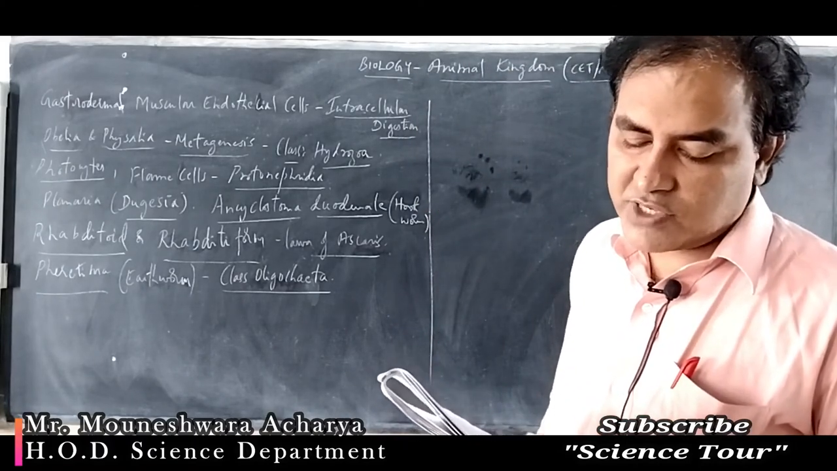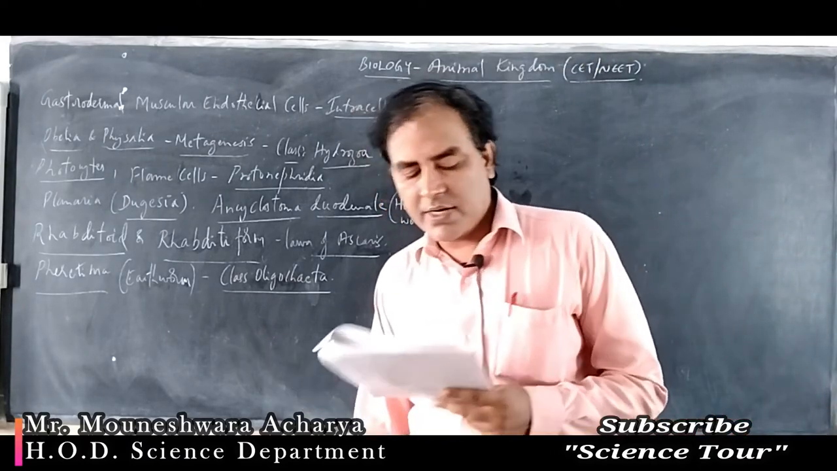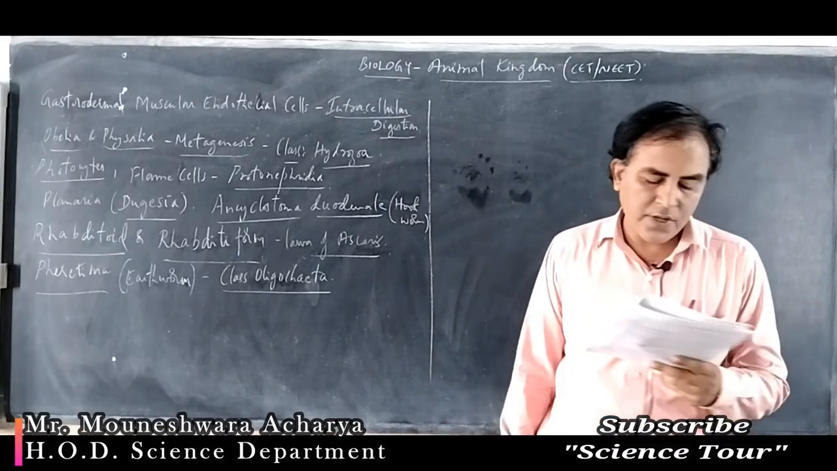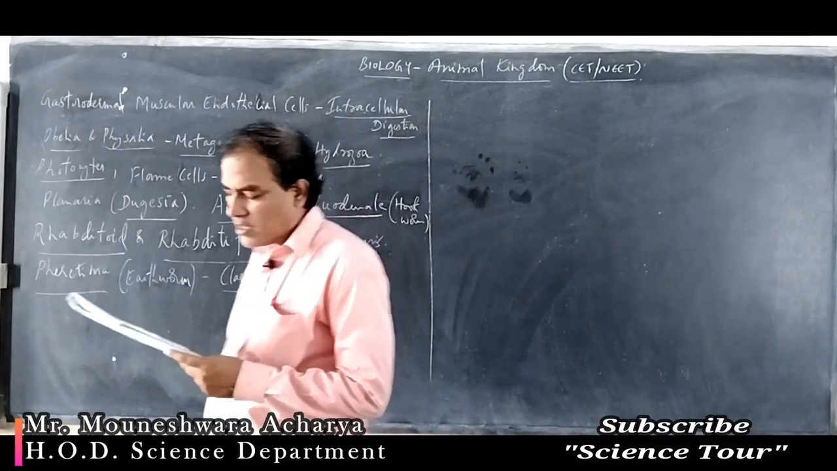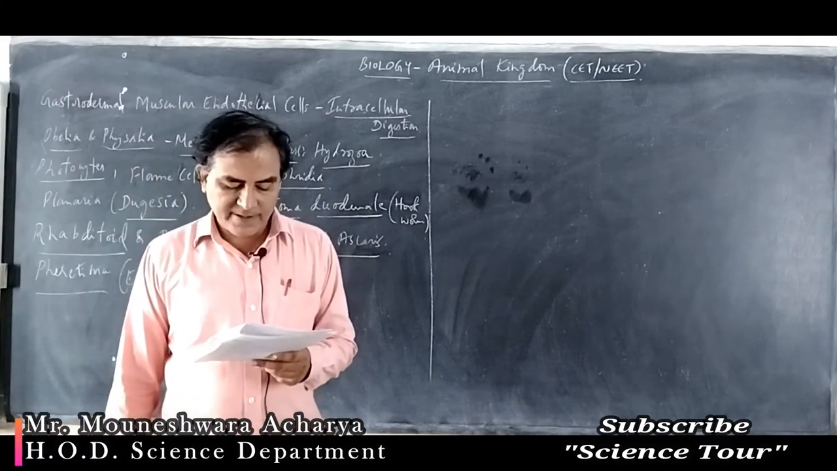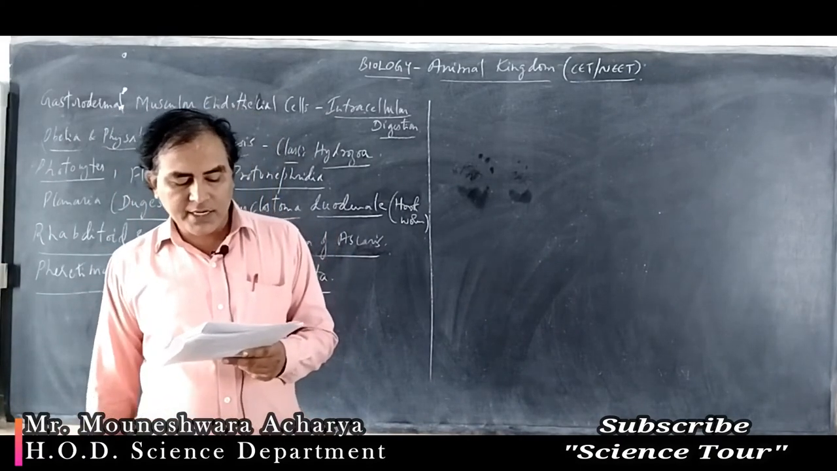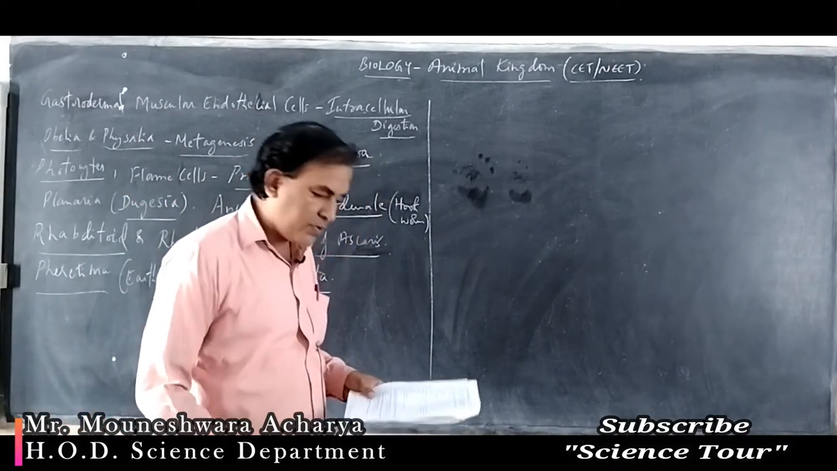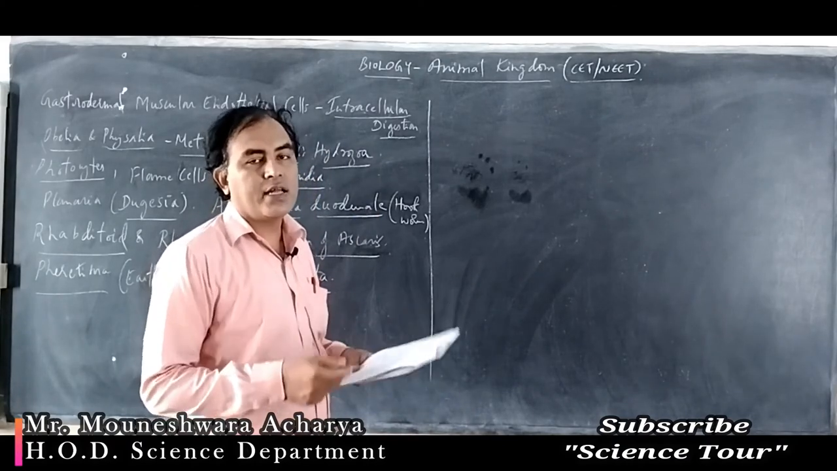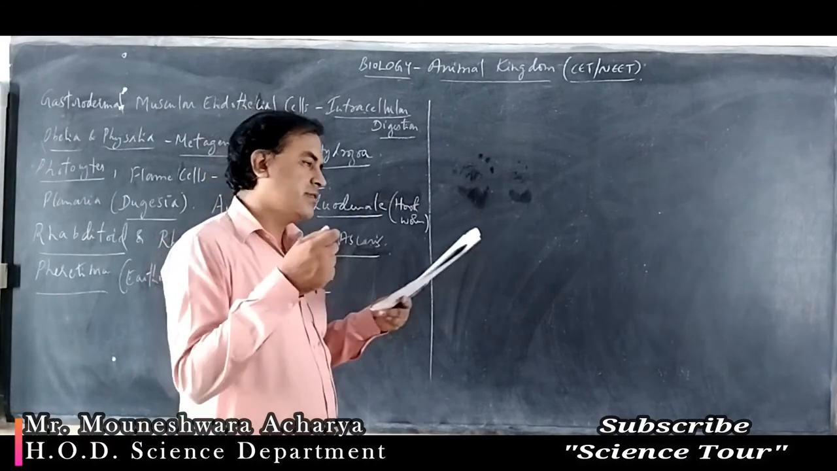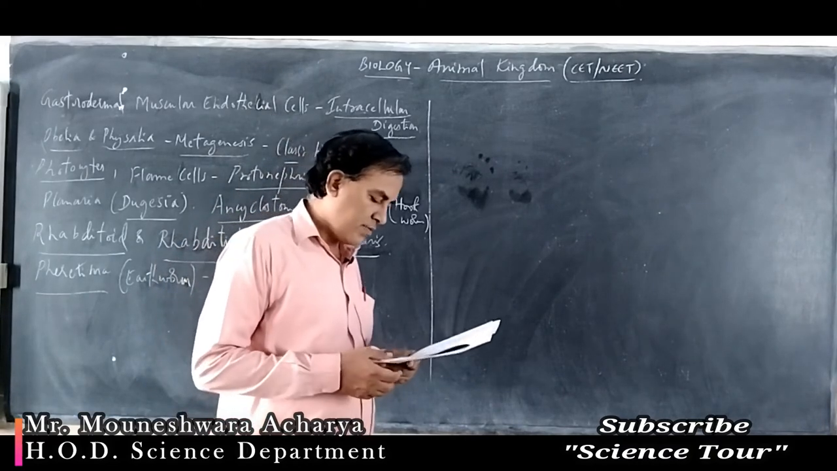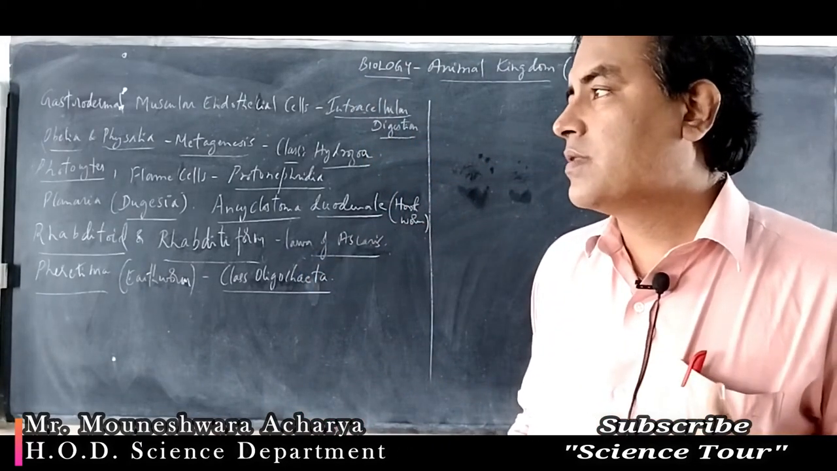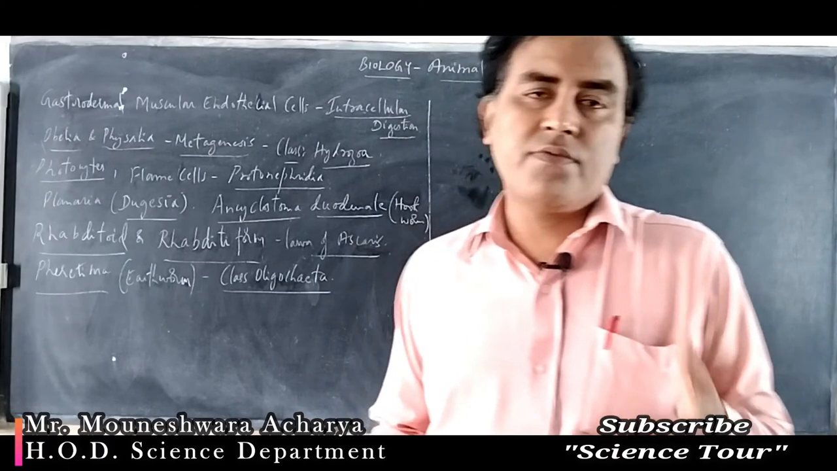Next, question number 40. Body of mollusk is 1, unsegmented, 2, covered by a calcareous shell, 3, divided into distinct head, muscular foot and visceral hump, or 4, all of these. Body of mollusk is unsegmented, correct? Covered by a calcareous shell, that is also correct. And the body is divided into 3 distinct parts. One is head, another one is visceral mass, another one is the muscular foot, correct? Head, visceral hump, muscular foot.